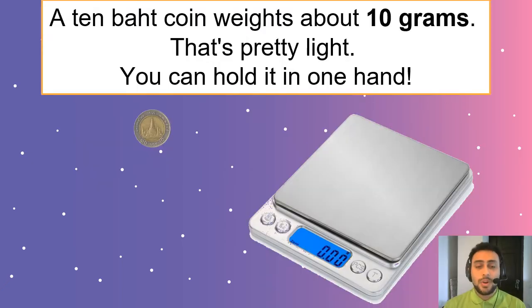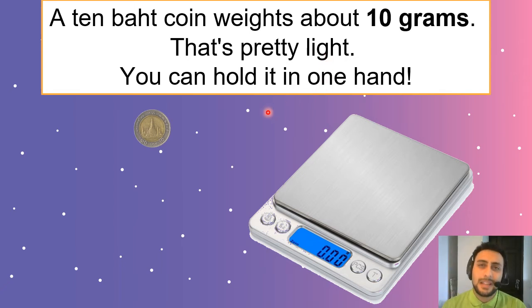Okay, so imagine you have a 10 baht coin. A 10 baht coin, this one, weighs about 10 grams. 10 grams. G-R-A-M. Gram with an S. Grams. That's pretty light. It's very light. You can pick it up with one finger, right?